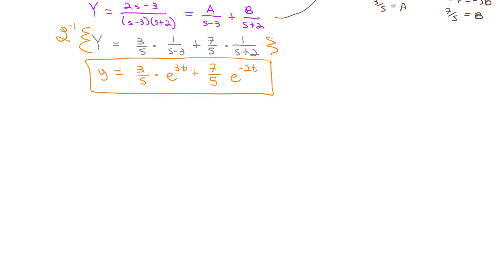Let's take another example. Let's do y'' plus 4y equals the sine of 3t. We need to give it some initial conditions. Let's pick some nice ones. How about y of 0 equals 0 and y prime of 0 equals 0?